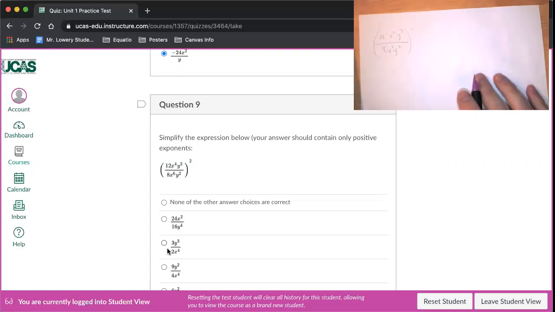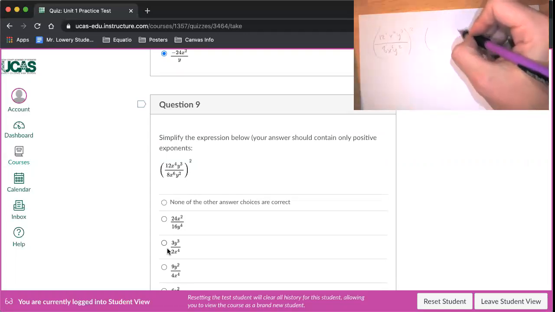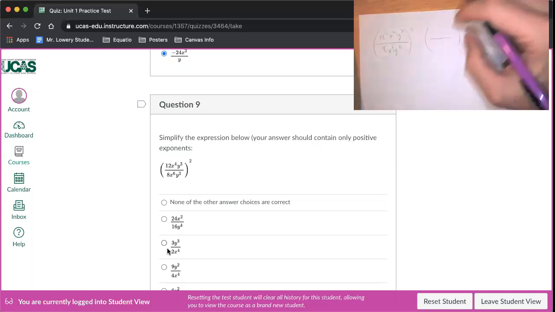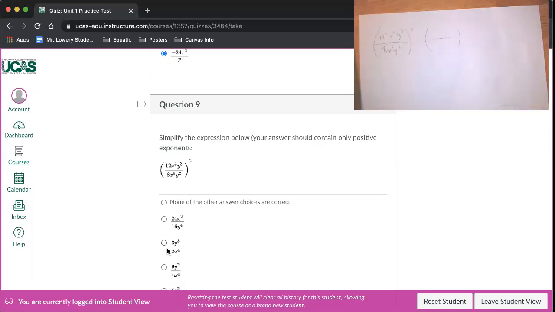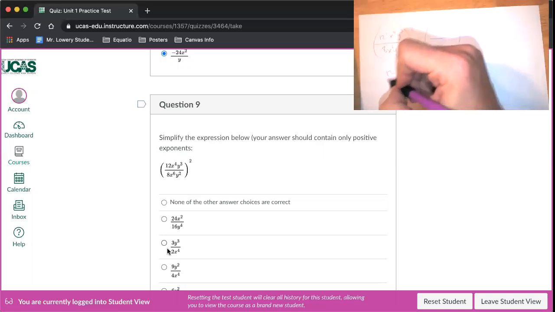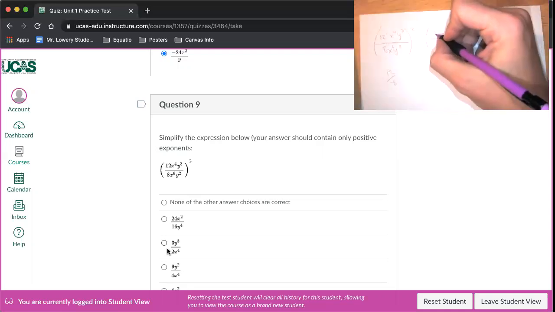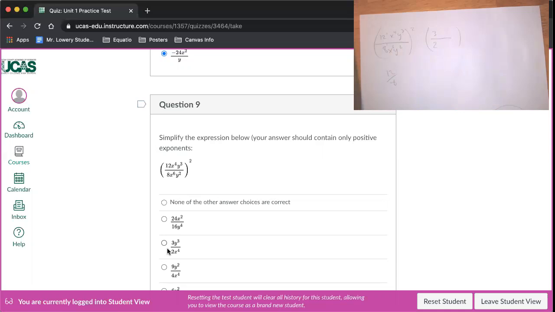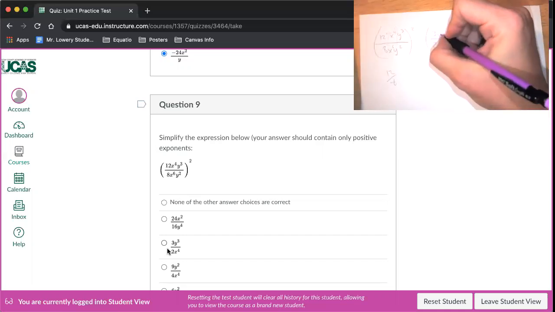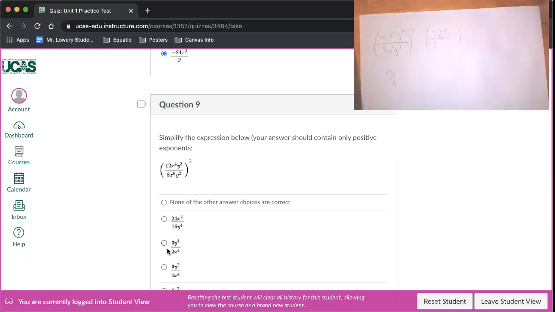The real key here is to simplify inside the parentheses as much as possible first using our product and our quotient rule. Let's start with the fraction, right? That's just 12 over 8. It's a regular 12 over 8, just a fraction. 4 goes into both of them, and so we're going to get 3 over 2. All right, now we're going to use the quotient property for our x's. We got x's over x's. So we're just going to have x to the 4 minus 6.